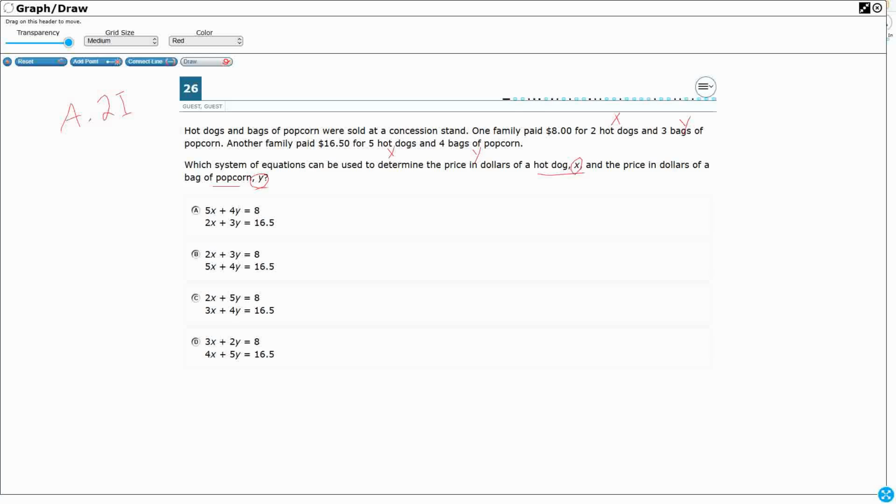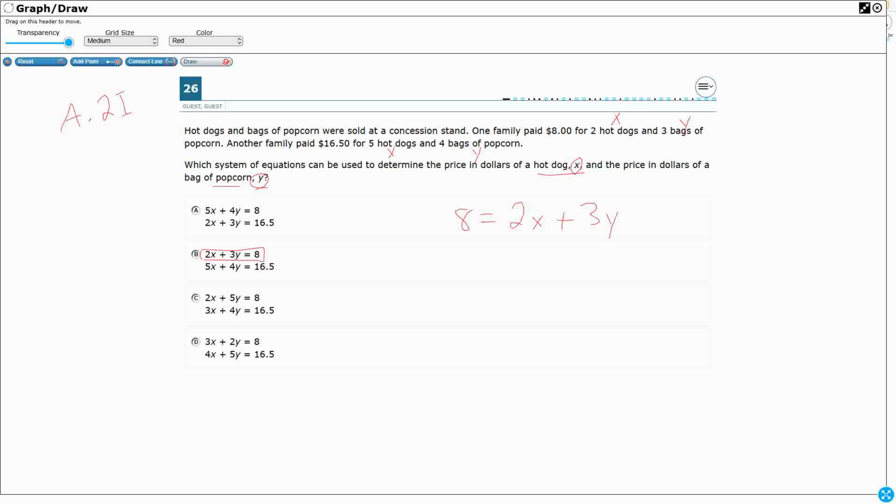If we read the problem, it literally tells us what the answer is now that we've got our X's and Y's. One family paid $8 for, so that means 8 equals 2 hot dogs, 2X. We're going to add, because when you buy a whole bunch of things, you end up adding them, 3 bags of popcorn, 3Y. So we need 8 equals 2X plus 3Y. We don't even need to do the second one, because that's the only one that has it correct.